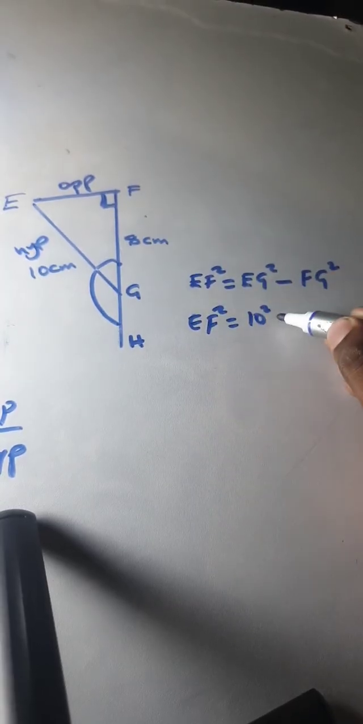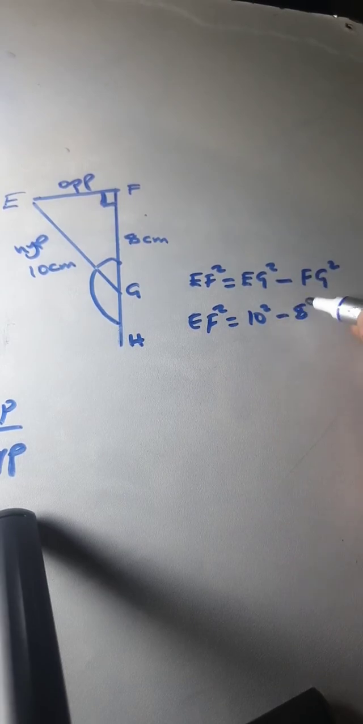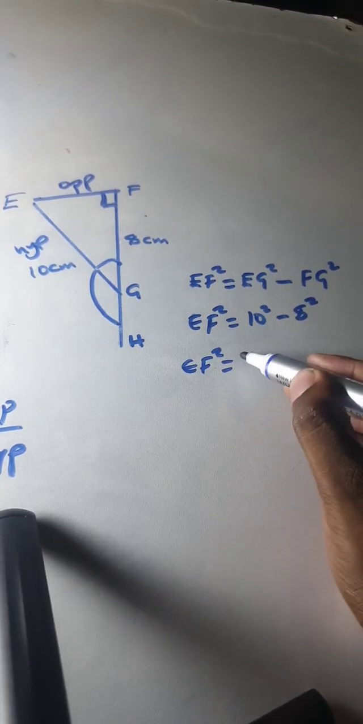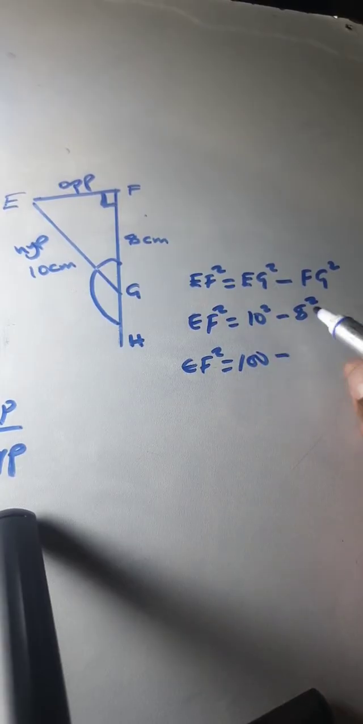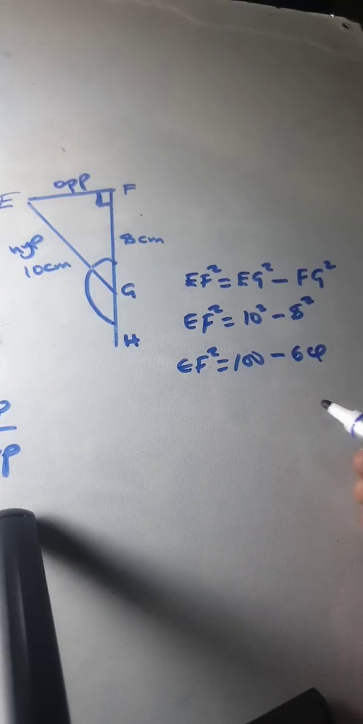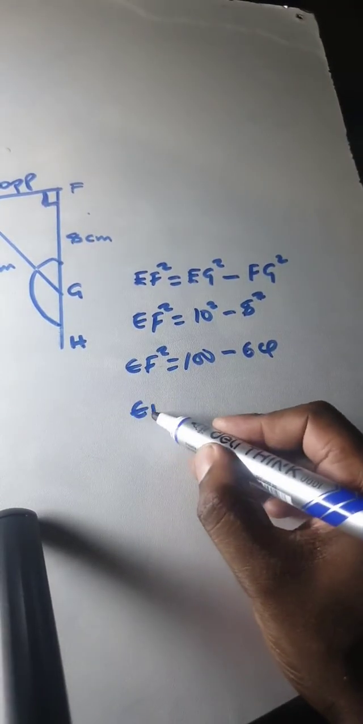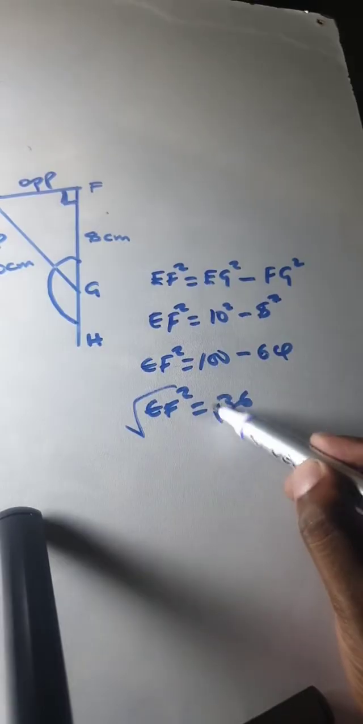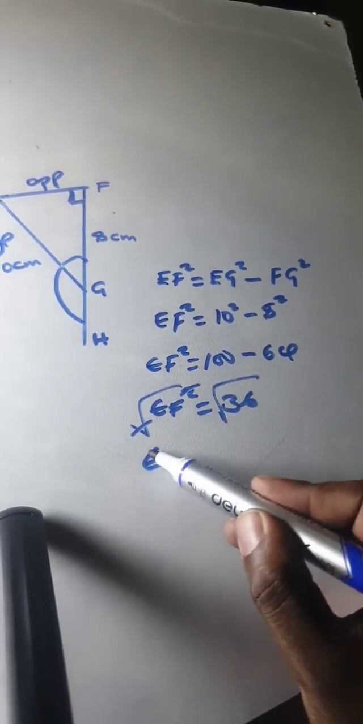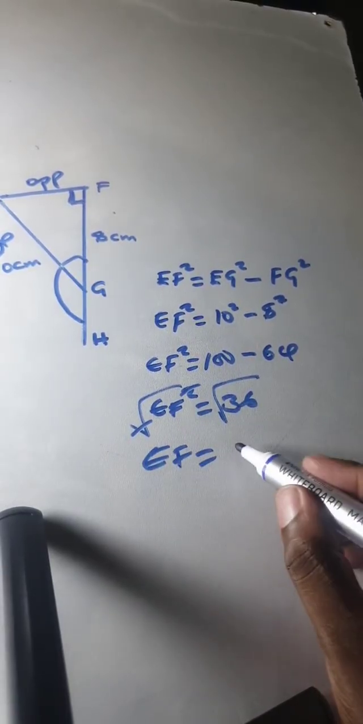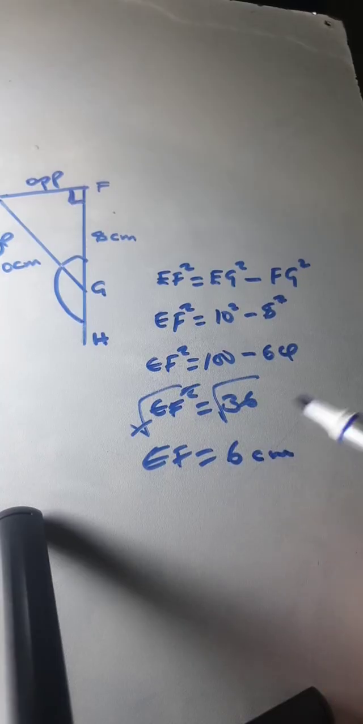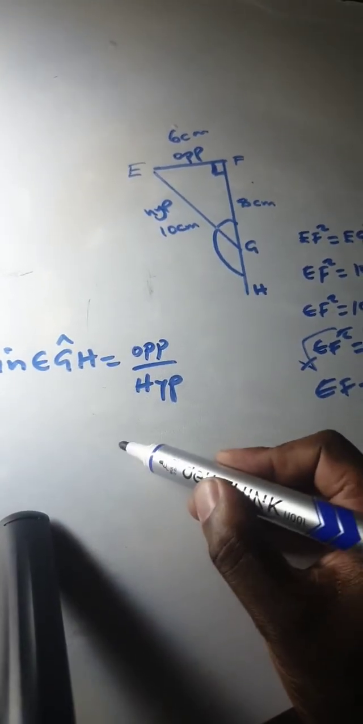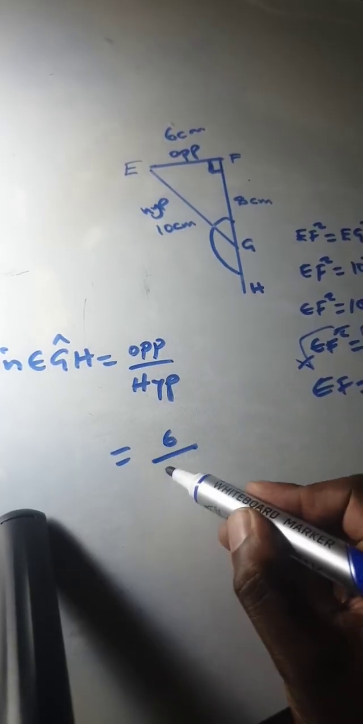Hypotenuse is 10 squared minus FG is 8 squared. So now we have EF squared is equal to 100, because 10 squared is 100, minus 8 squared is 64. 100 minus 64 is 36. Then we square root both sides. So the length EF is equal to square root of 36, which is 6 centimeter. So our opposite has been found to be 6 centimeter. Coming back to this, so now we're going to have opposite is 6, hypotenuse is 10.